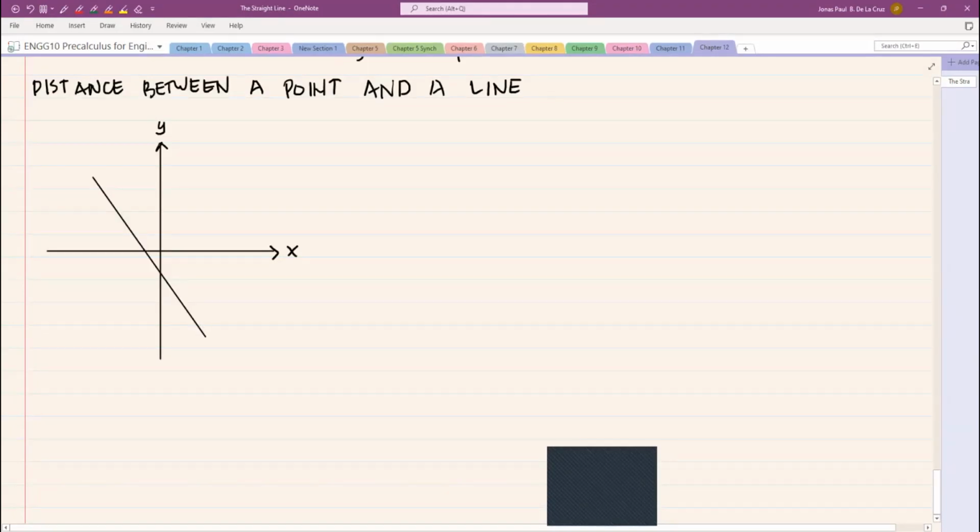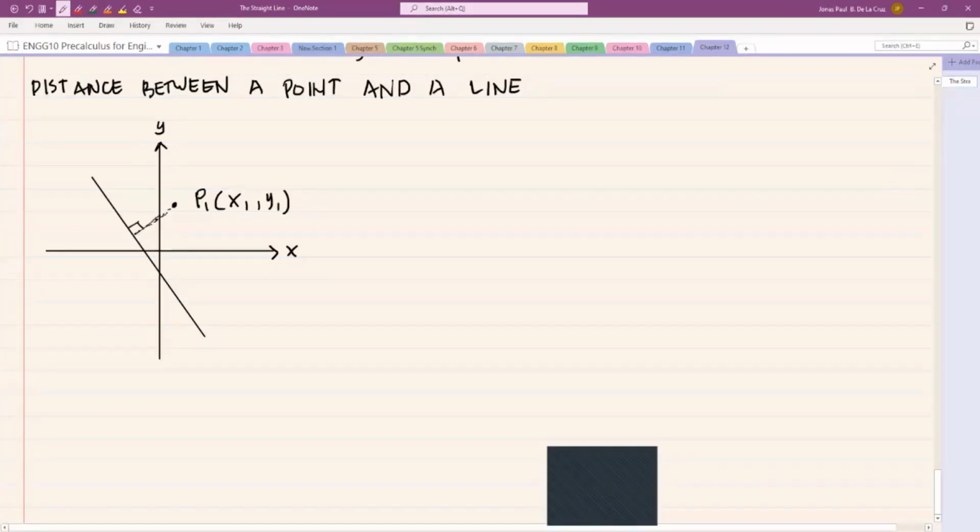And then we have a point. Okay? So this point, P1, has coordinates x1, y1. Okay, so the distance is the perpendicular distance, the distance that is perpendicular to the line. Okay, so that is the shortest distance between the point and the line.